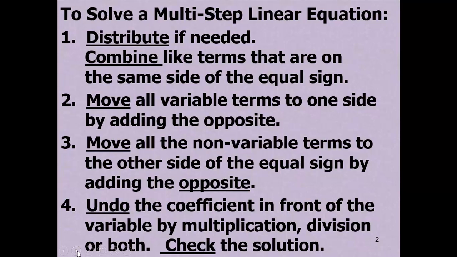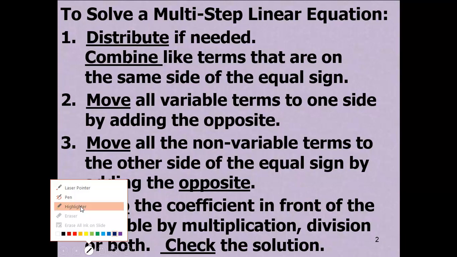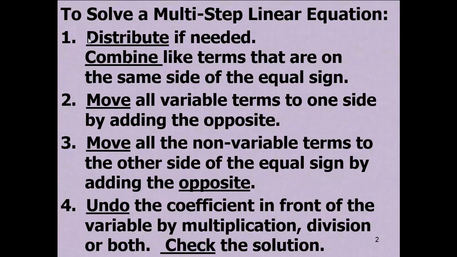So, when we're solving a multi-step linear equation, the things you need to process through and ask yourself: one, do I need to distribute? Do that first if you have to. Then after distributing, see if you need to combine any like terms. Remember, like terms live on the same side of the equal sign. You add them together and subtract them like we would objects or things.